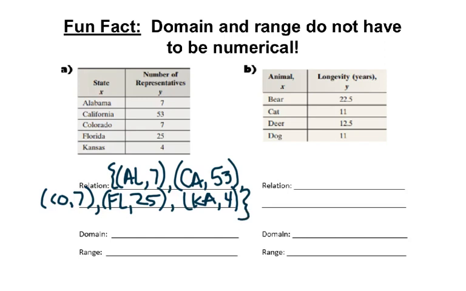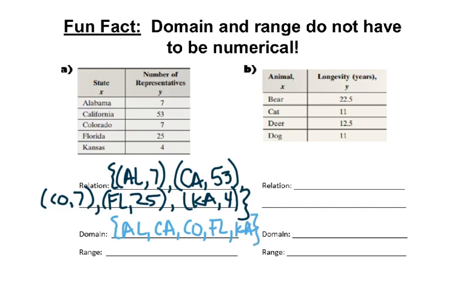So now let's look at the domain. Again, remember, domain is your input, your x values, your independent variable, what determines your output. So for the number of representatives, that's determined by what state you're looking at. So now I'm going to list these out. Alabama, California, Colorado, Florida, and Kansas.